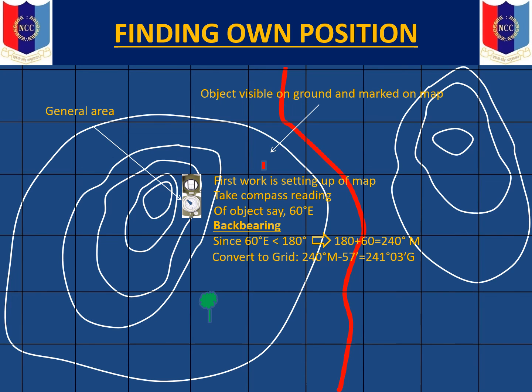Now convert to grid. This is an additional step which you may do. In the previous slides we have seen that the difference between the grid north and the magnetic north was 57 minutes for the year 2019 for Kochi, right? So the grid bearing has come to 241 degrees 3 minutes.